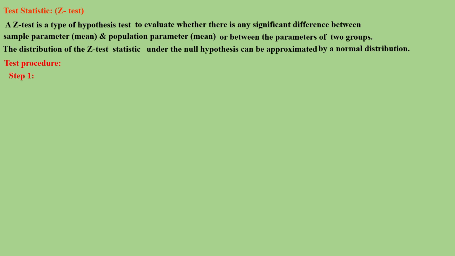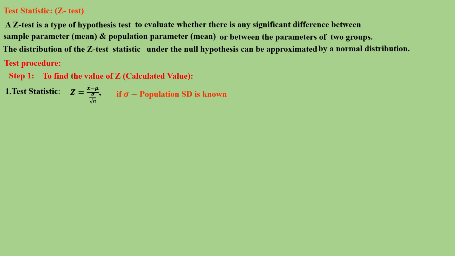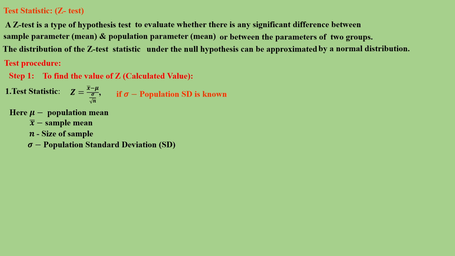Test procedure. So the first step is to find the value of Z, that is the calculated value. The test statistic formula: Z is equal to x bar minus mu by sigma by root n, right? X bar is the sample mean, mu is the population mean, sigma is the population standard deviation, and small n is the sample size. In this case, if you know the population standard deviation, you have to use this formula, right? These are all the details.